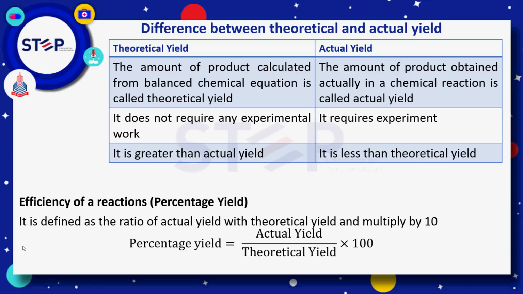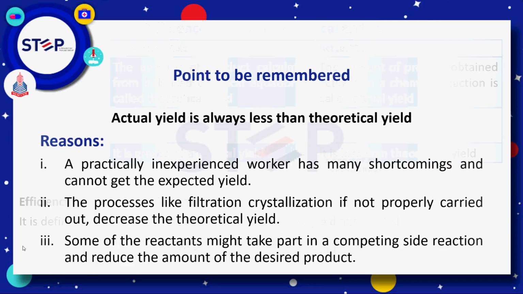How can you find out the efficiency of a chemical reaction? Efficiency means loss or gain in product. It can be found out by percentage yield. The formula of percentage yield is actual yield over theoretical yield times 100.